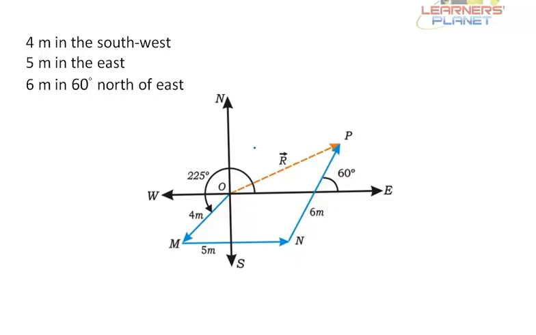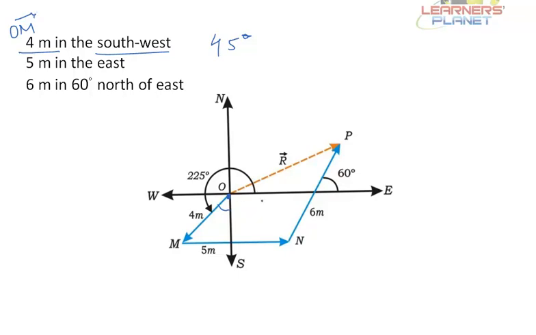Now since the directions are given with reference to north, east, south and west, we will consider this as our frame of reference. Initially the particle was at the origin O, then it displaced by 4 meters in the southwest direction, which means that it is exactly 45 degrees with the west as well as south direction. So this angle is 45. So the angle with the east direction is 225. So this is given by OM vector.